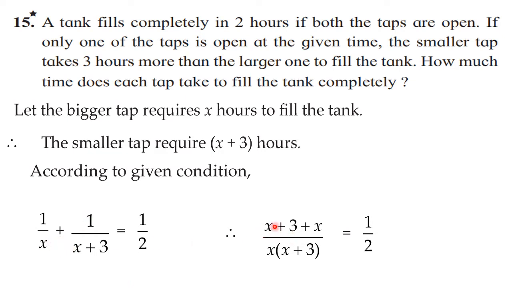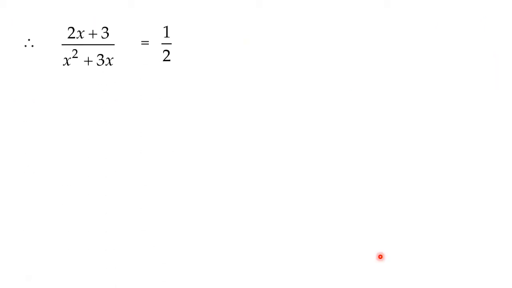Now here x plus x is going to be 2x. So in the numerator we will get 2x plus 3. And in the denominator when we open the bracket we will get x square plus 3x. And right hand side as it is. So what is our next step? 2x plus 3 upon x square plus 3x is equal to 1 upon 2. So we got this step.